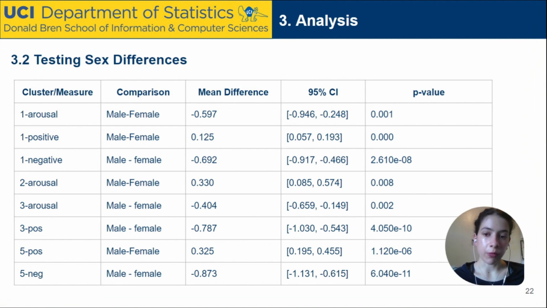We also did this for sex differences between males and females for the different clusters. Here we also adjusted for multiple comparisons using an FDR of 10%, and these were all significant at the 5% level, which one can interpret similarly to the races. For example, 1-arousal refers to cluster 1, the negative cluster arousal measure, implying that males versus females had differences in their average negative cluster arousal scores. Here, the comparison is men minus women, so we can see that the men had a lower arousal score for the negative cluster.